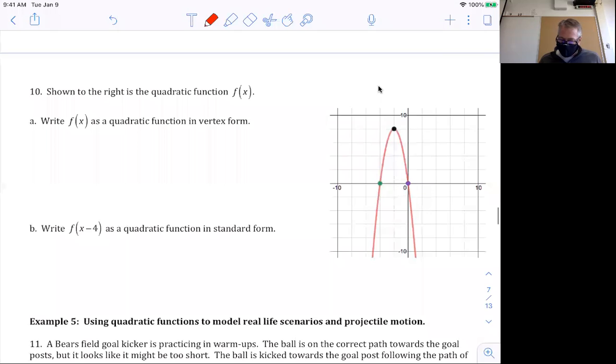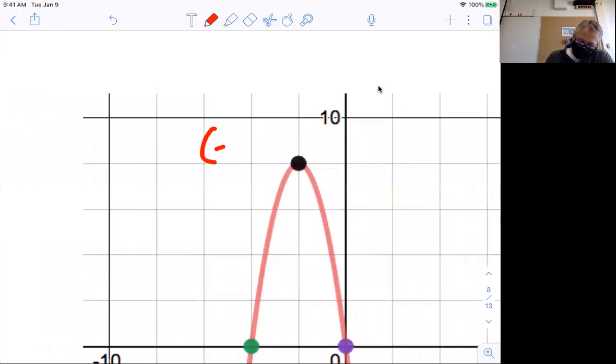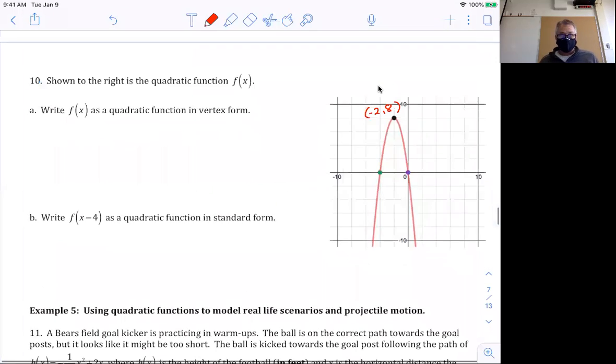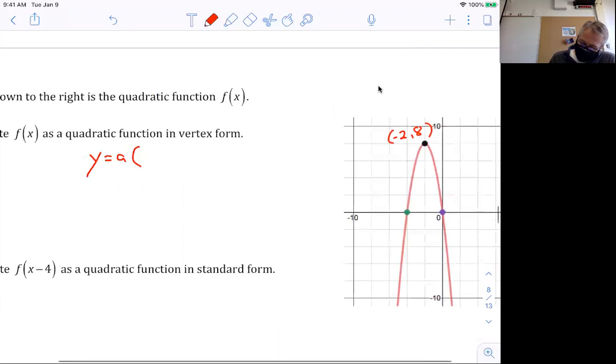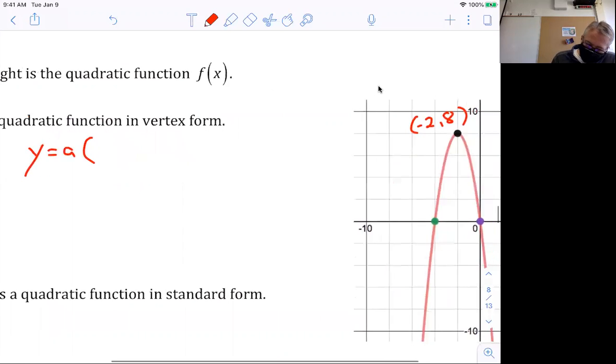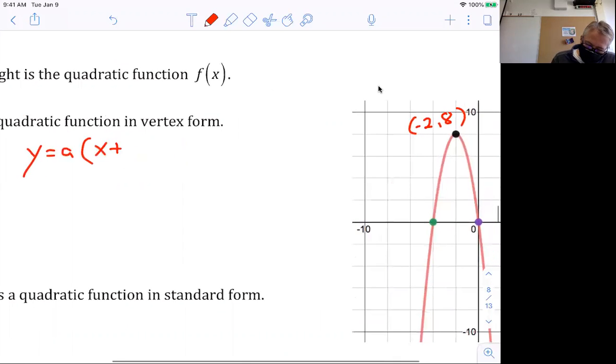So for number 10, the vertex is at -2, 8. And again, this is just a quick review of the stuff that we were talking about on Friday. But if we're writing in vertex form, we already know this much. We know a lot about the equation. Y equals A, which we don't know. But if our vertex is at -2, 8, that means it is x plus 2 quantity squared and plus 8.